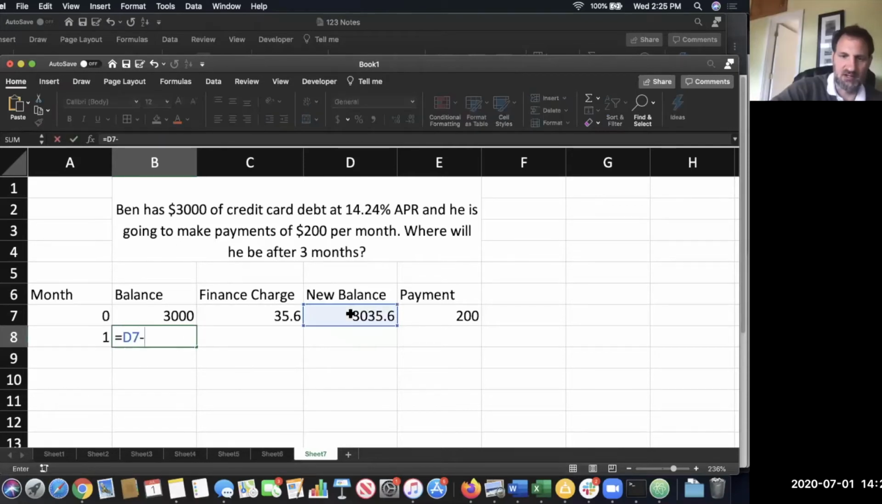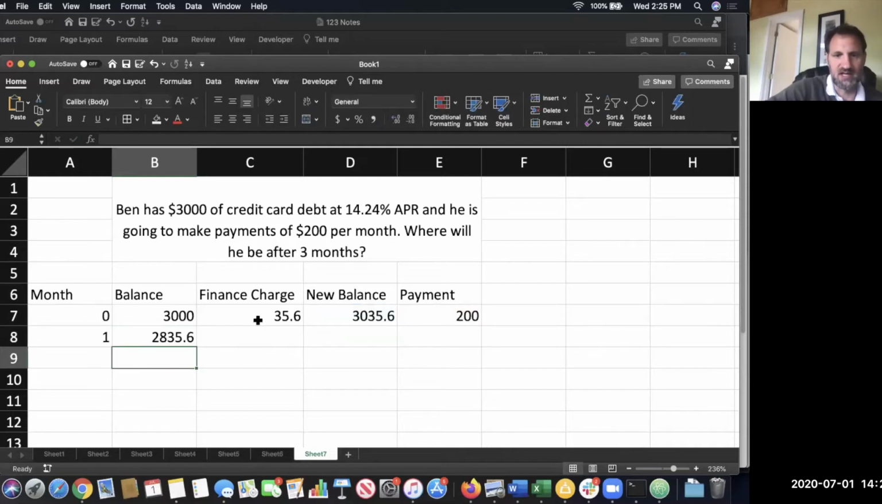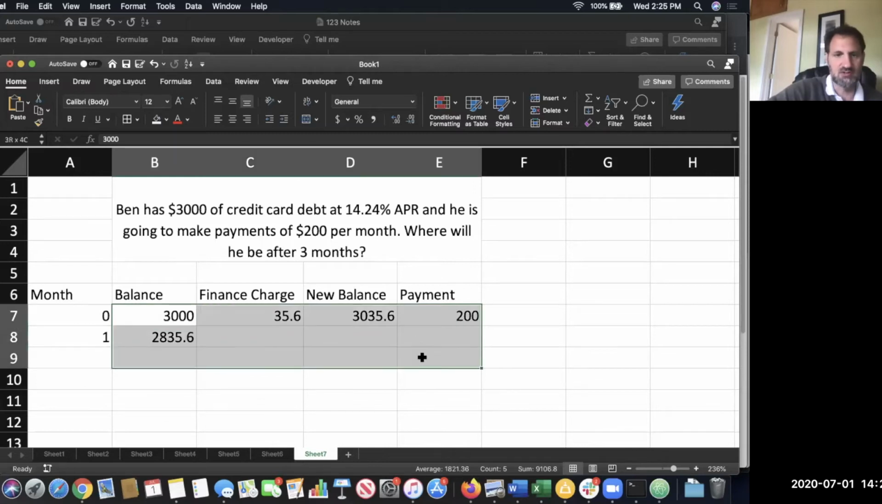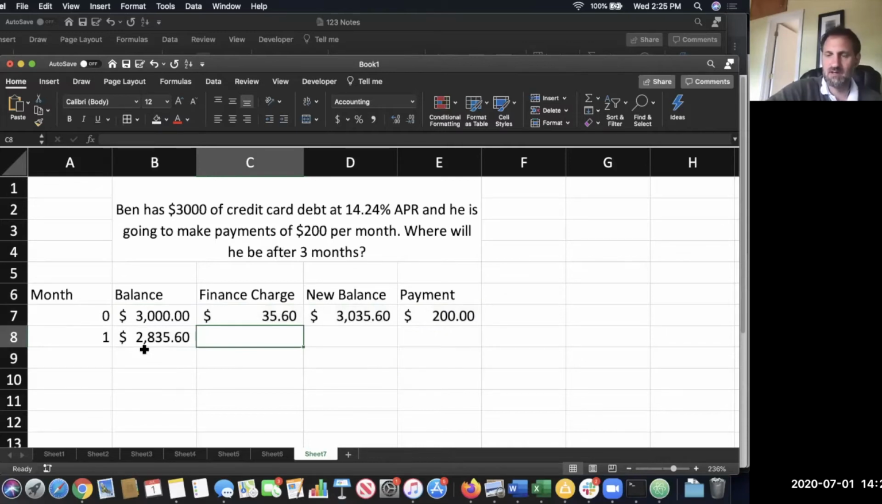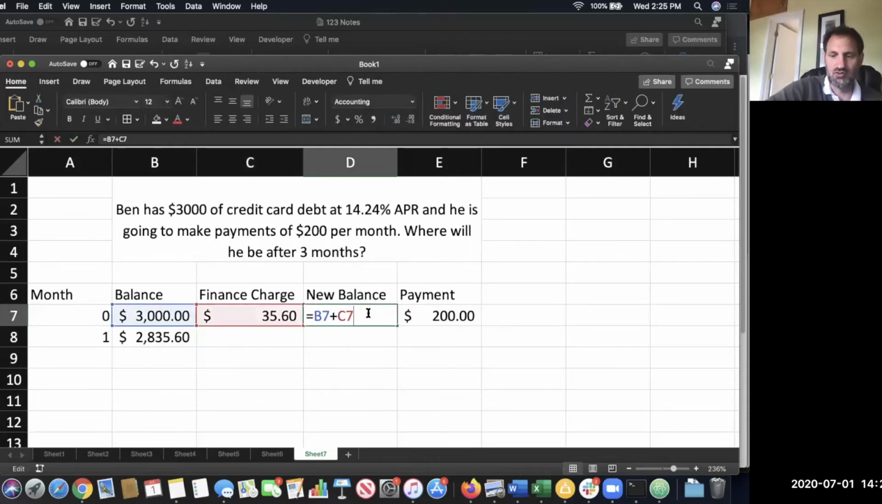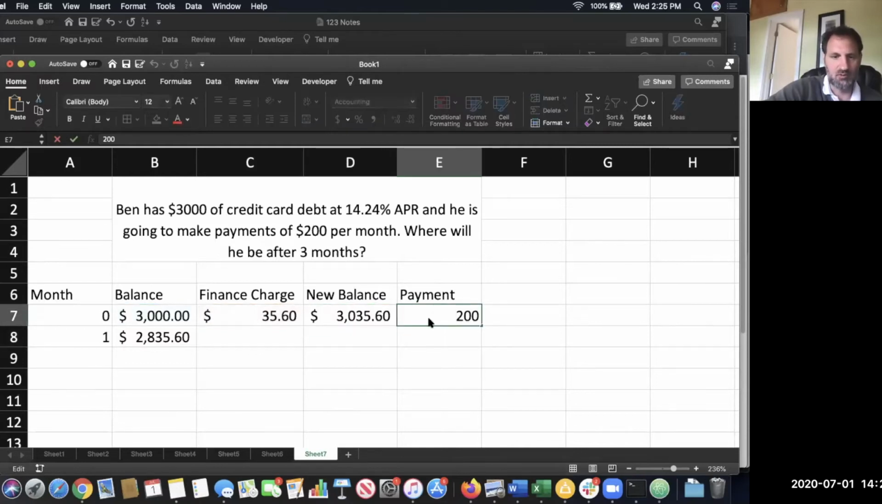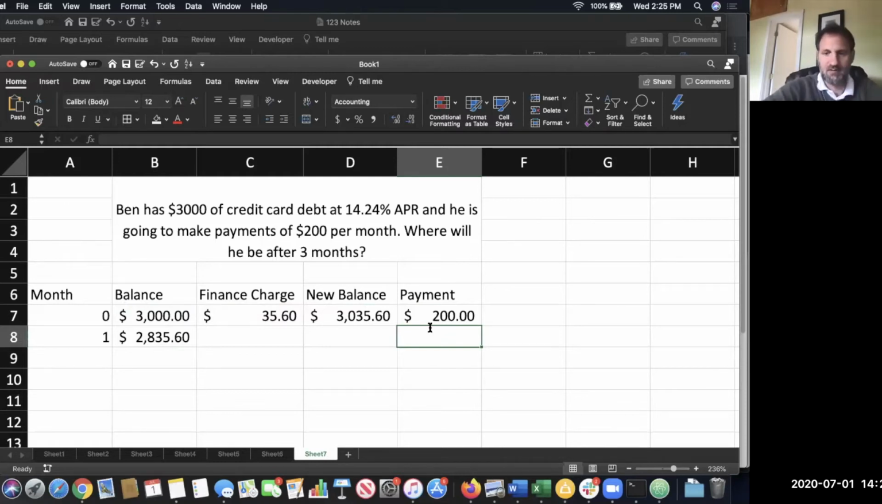Sometimes people make the mistake to go back to the original, but then that skips over the finance charge. You want to take the finance charge into account. So we just took away the 200 from the 3,035.60. All right, I'm going to change all these into dollar signs, and then we can proceed. Now, the beautiful thing with Excel and autofill is once I've done these as formulas with cell references, I can do all of this very quickly, but I'm going to torture you and make you do this part by hand for now, because you will have to do this.